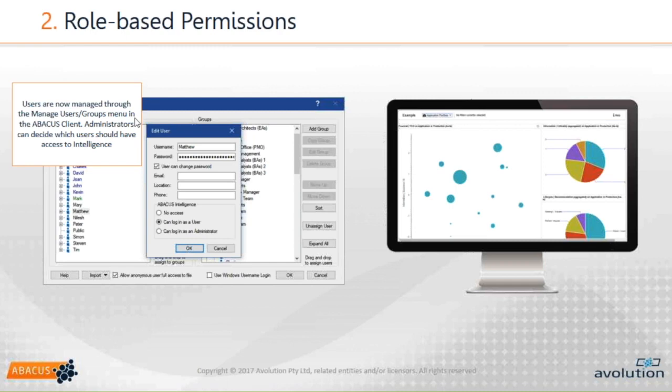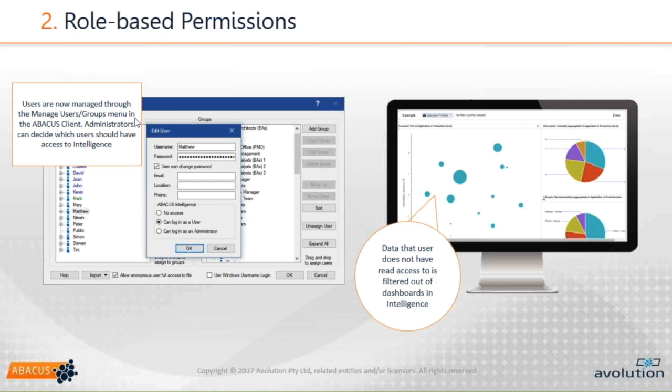Something else that is in Intelligence now is role-based permissions. It's based off the same model that's in Abacus, and in fact you manage the users directly through the Abacus interface. So you go into your Abacus client, and where you manage users and groups, you now have an extra option that can allow you to set whether a user has Intelligence access, whether they should be a standard user or whether they should be an administrator. And once that's been committed back to your repository, that will be applied to your intelligence server.